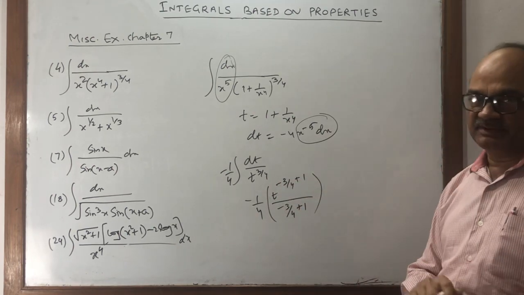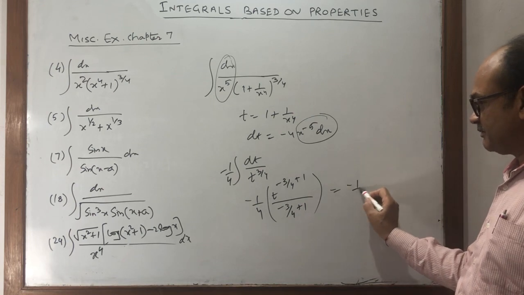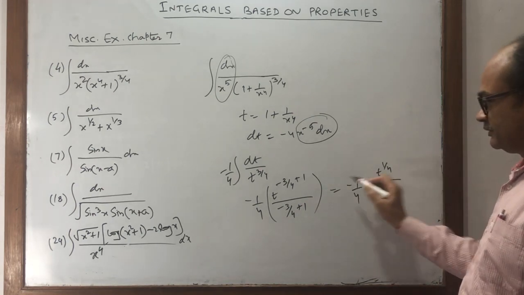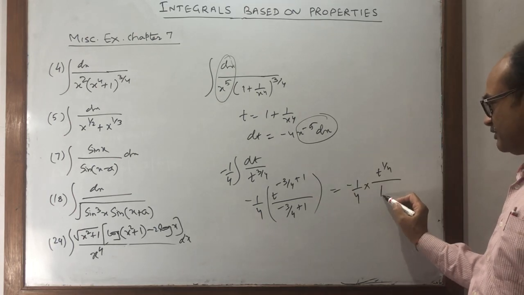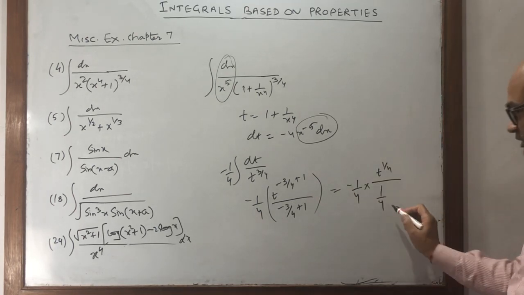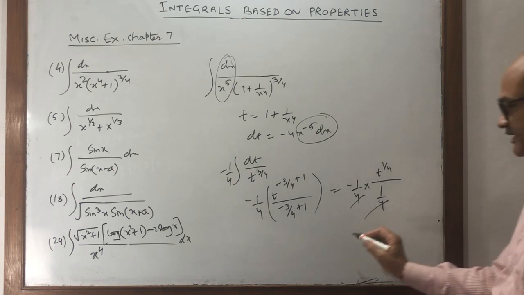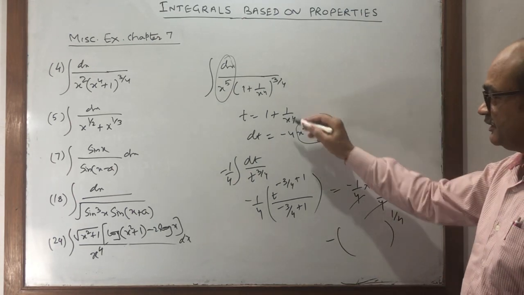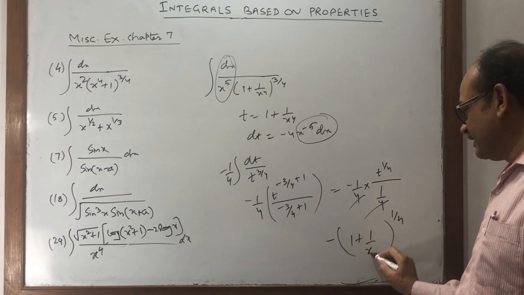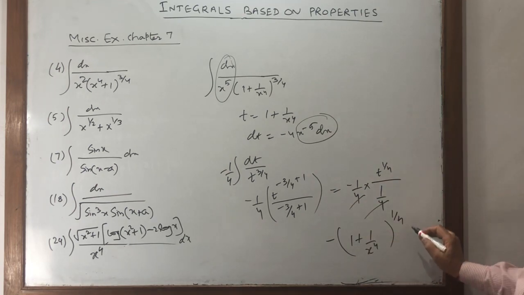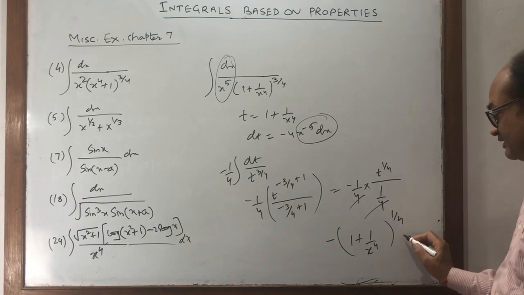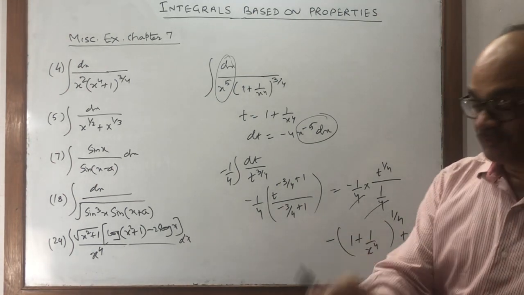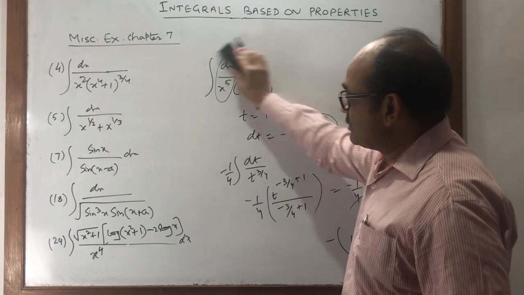That is simple integral. So finally, the result is minus 1 by 4 into t to power 1 by 4 divided by 1 by 4. So these two cancel out. Final answer is minus t to power 1/4. And what is t? 1 plus 1 by x⁴ is the final answer. And since it is indefinite integral, you have to add here plus c. Correct? One more question, sum number 5th.